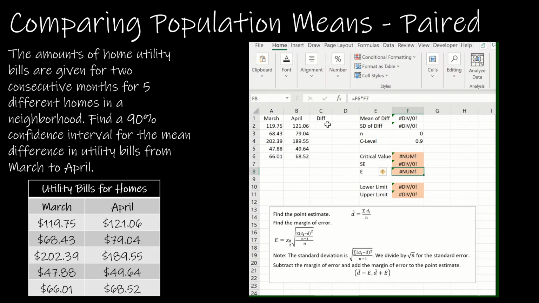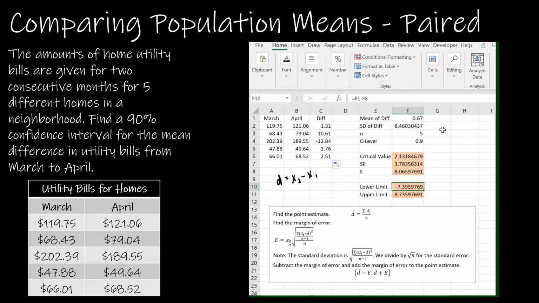So now all I have to do is talk about the differences. Remember, we talked about each difference being found by taking x2 minus x1. So really all I want to do is take the second observation from the house minus the first observation from the same house. And I can copy that down, and I can see I end up with b3 minus a3, b4 minus a4, etc. And then everything has calculated for me. That is the average difference, that is the standard deviation of the differences, that is the count of the differences, and now I end up with my lower limit and upper limit.